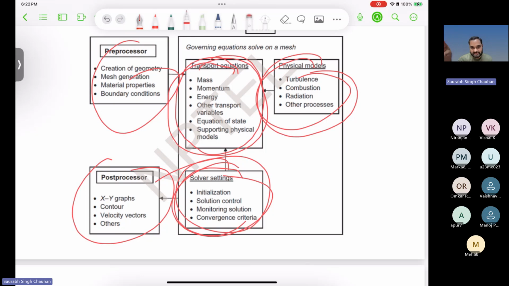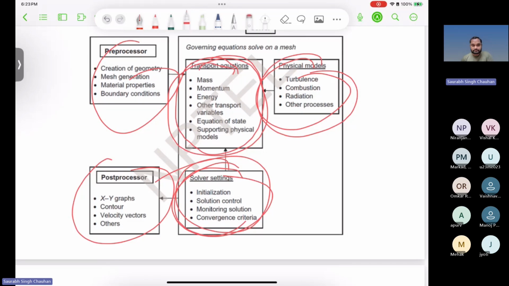So residue is like some sort of error, you can say, or the difference between the computed value and the actual value. This will be discussed in upcoming lectures, but you can understand this as the difference between the true value and the computed value, and you want this residue to be decreasing with more and more iterations. Probably I forgot to discuss iterations.